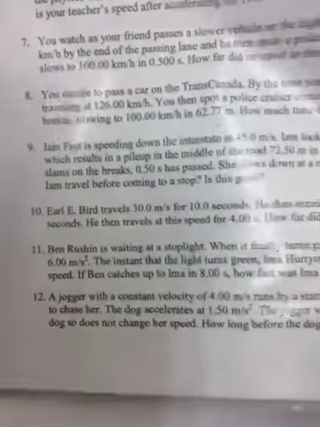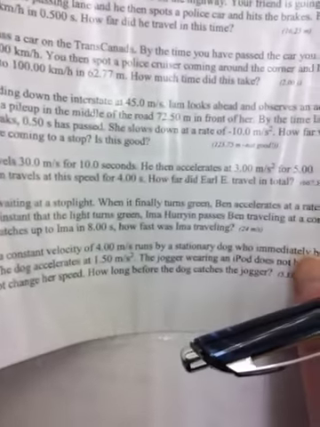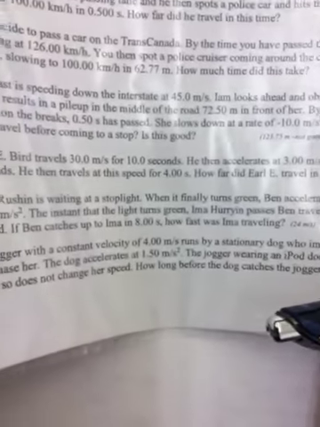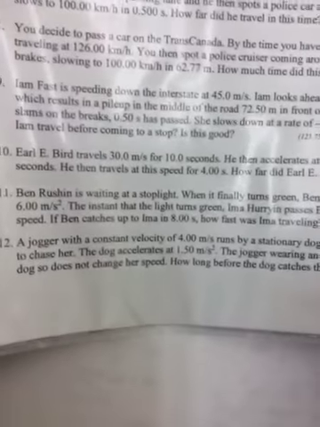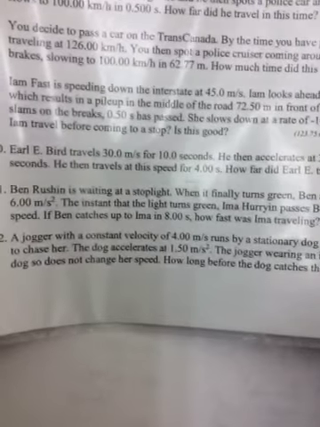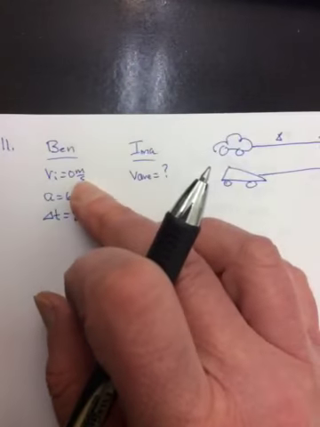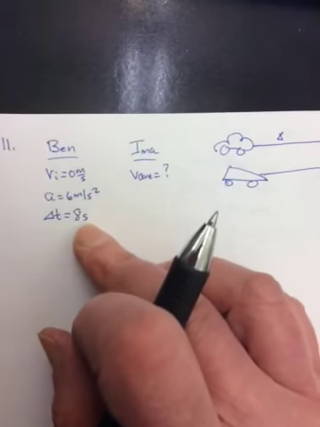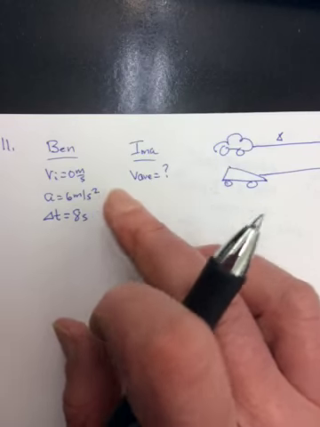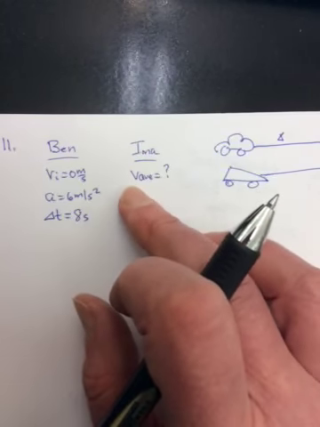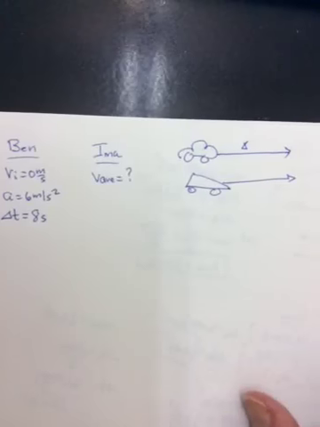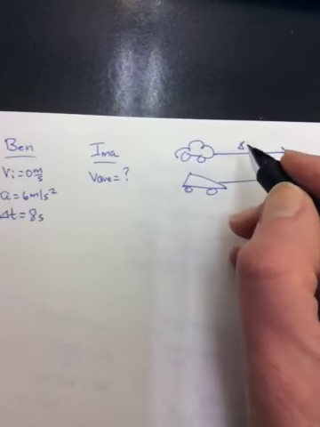The instant the light turns green, Ima hurrying passes Ben, traveling at a constant velocity. Okay, so that's VAV. And then Ben catches up to Ima in 8 seconds. So for Ben, we have VI is 0, A is 6 meters per second squared, and delta T is 8 seconds. For Ima, we know she's traveling with an average velocity. But now what about that 8 seconds?